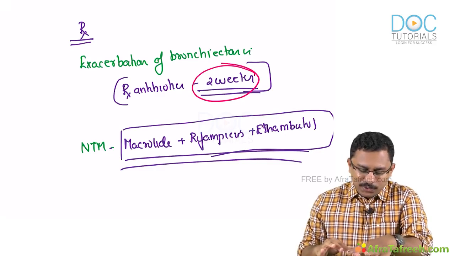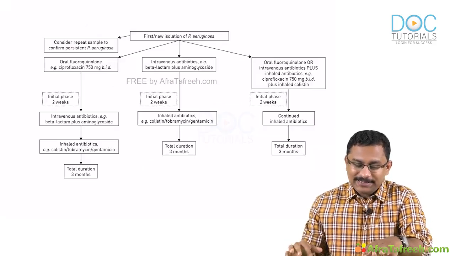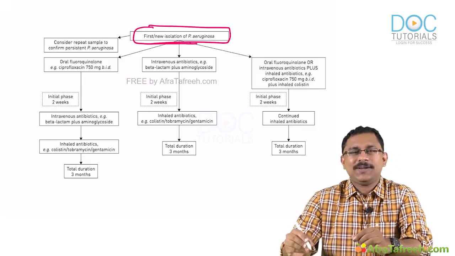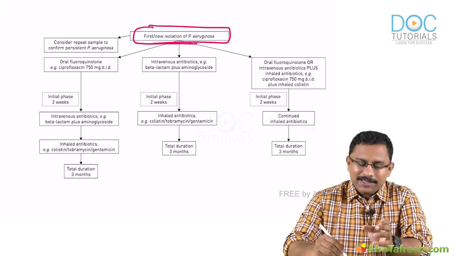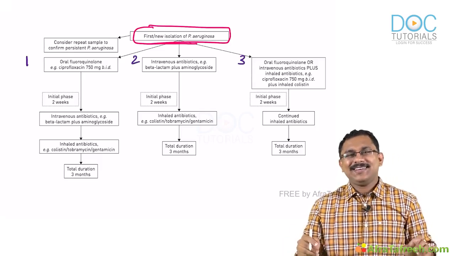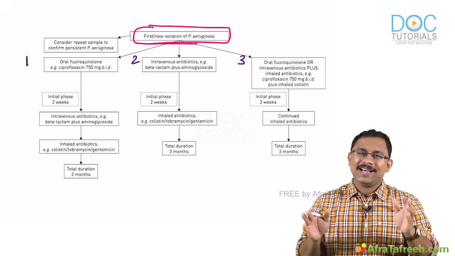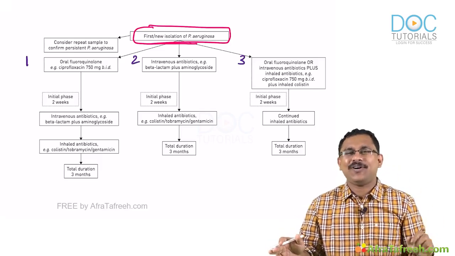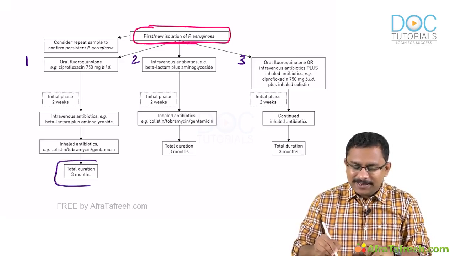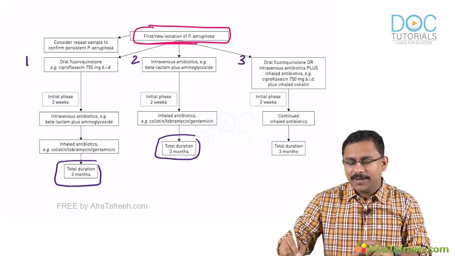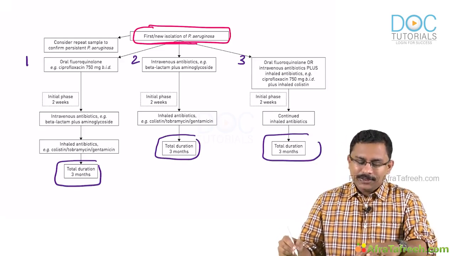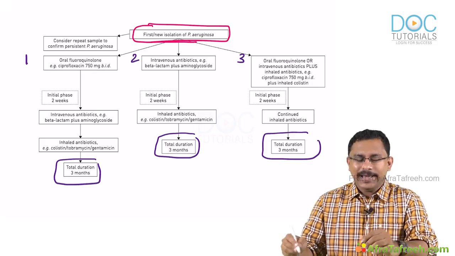Okay. Now I'll show you the flow chart from the guideline itself. So suppose you have got isolation of Pseudomonas aeruginosa. The guideline recommends that there are 3 strategies. 1, 2, 3. Is it 1 plus 2 plus 3? No. It is either 1, 2 or 3. You can go for any of the strategies. But the common point of all these strategies is that the total duration of treatment will be 3 months. 3 months treatment is required. So just let us see, what are the treatment modalities that they suggest.